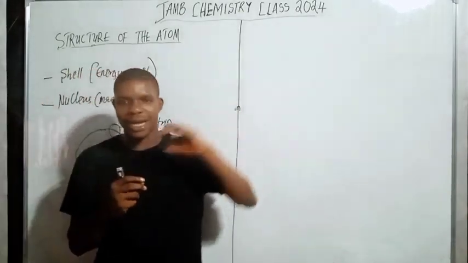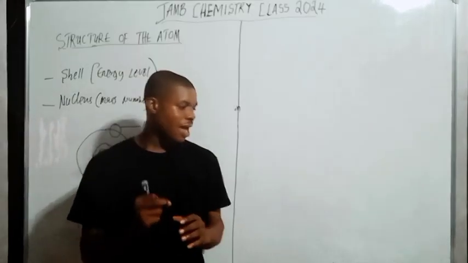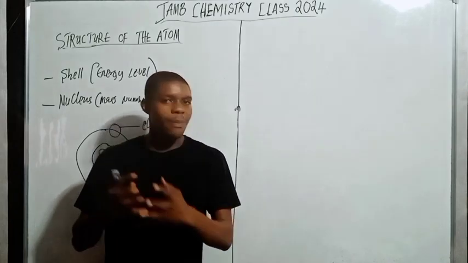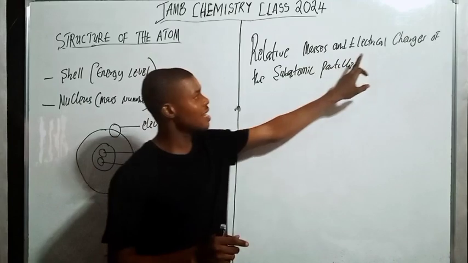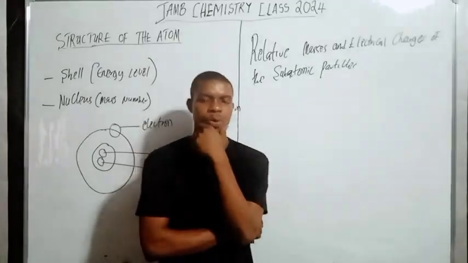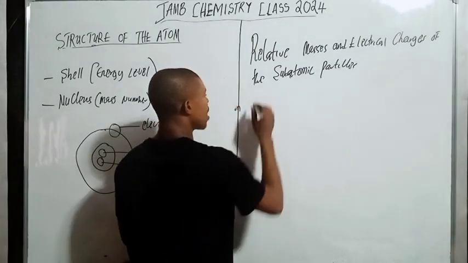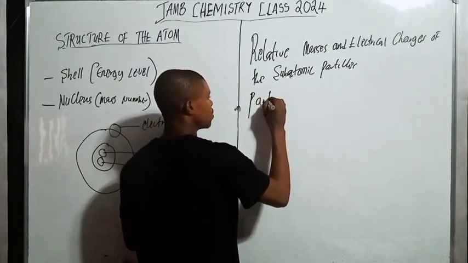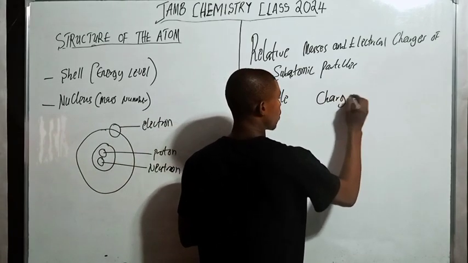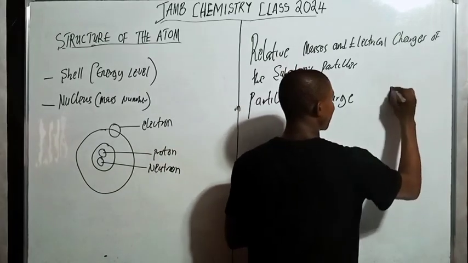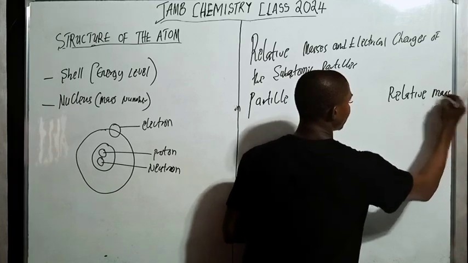Now, before we move on, let's look at the relative mass and electrical charges of the subatomic particles, which are the proton, the neutron, and the electron. Please pay close attention here. So here we have the particles, the charge, and the relative mass.